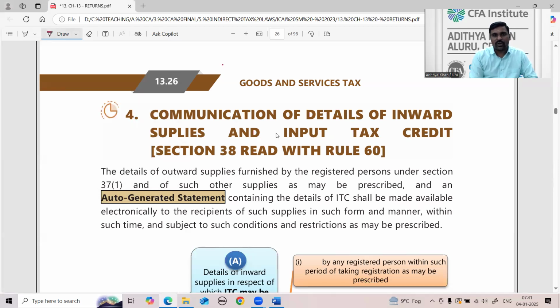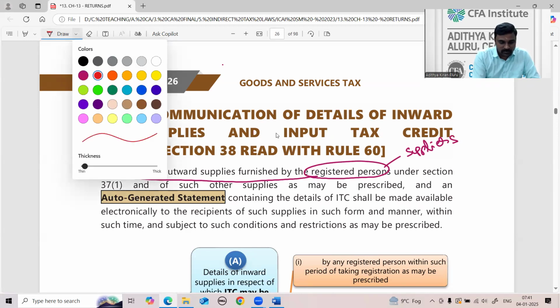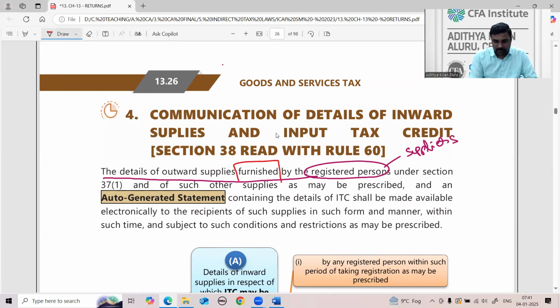The details of outward supplies furnished by the registered persons under section 37 subsection 1 and of other such supplies. Who are the registered persons? Suppliers. Details are furnished by the suppliers, made available electronically to the recipient. So whatever details are uploaded by the suppliers or sellers will be available to the buyers or the recipients.